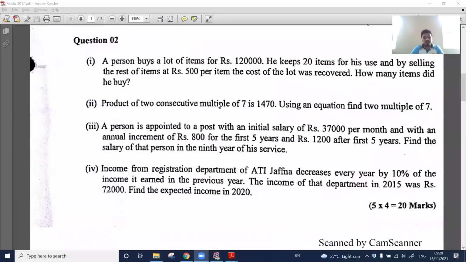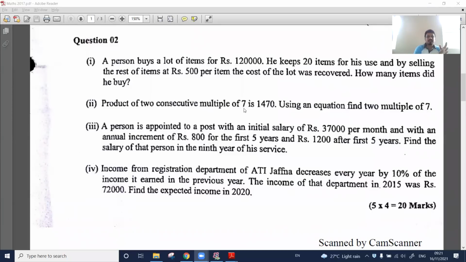Part 2. Product of two consecutive multiples of 7 is 1470.